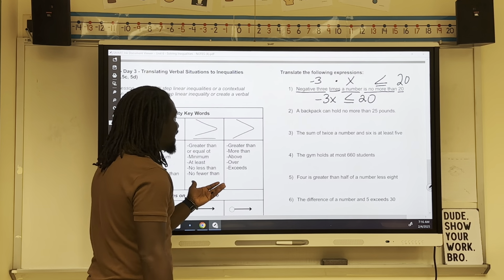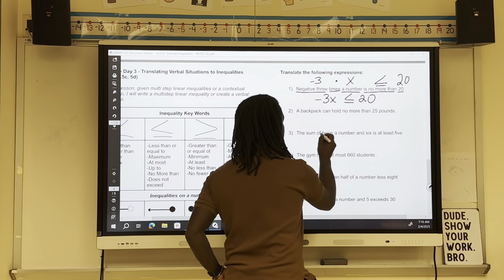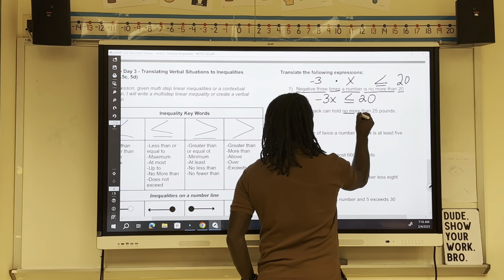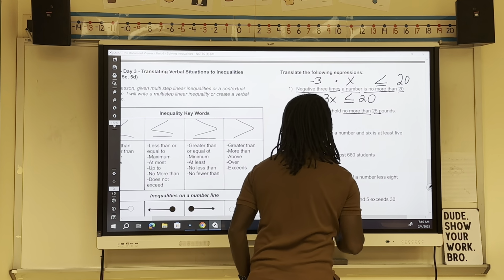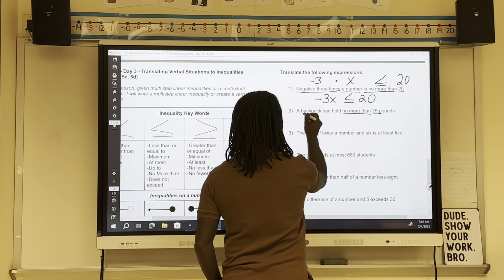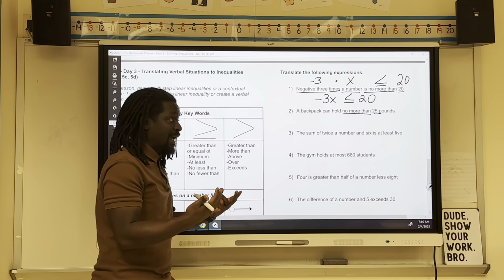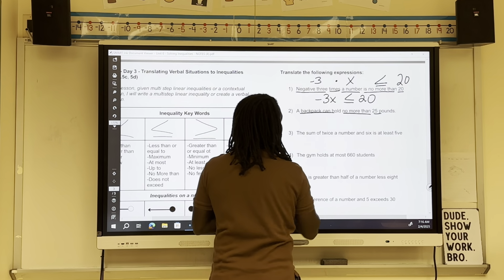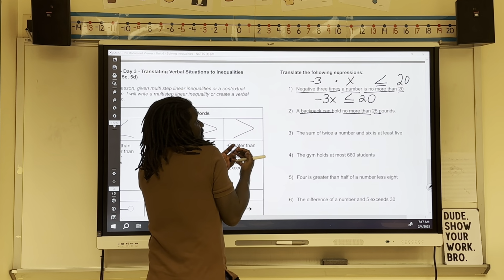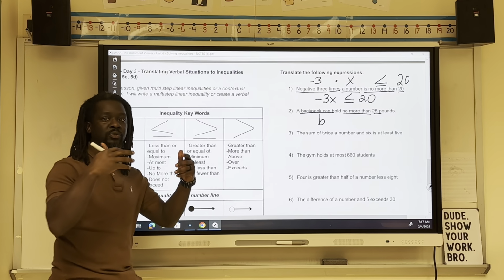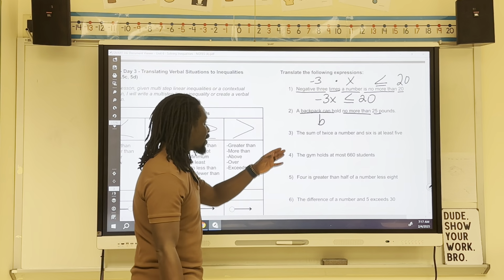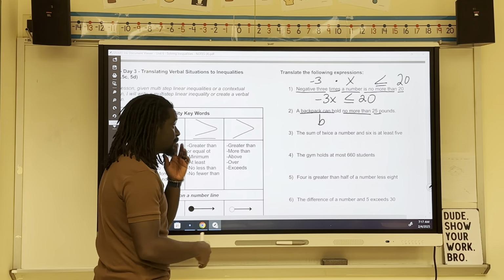It says a backpack can hold no more than 25 pounds. Okay, so we're talking about a backpack. So a backpack is what we're talking about. So that is where I'm going to get sort of my variable. So we'll just say B, all right? We could choose X, we could choose Z, we could choose any letter. I'm just choosing B because we're talking about a backpack.